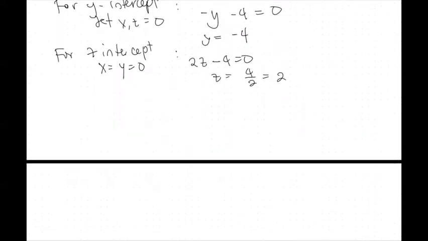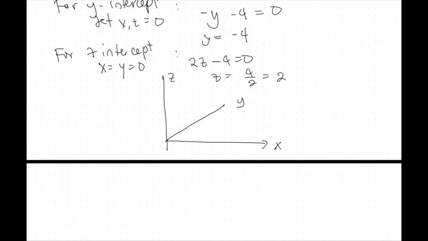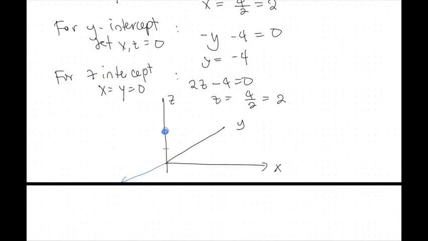And now we can draw this. It's your x, your y, and this is your z. So the z-intercept is positive 2. So 1, 2. The y-intercept, so here is our y. Maybe it's here, negative 4. And then this is not drawn to scale. And then the second one is 2. And then to draw a plane, just connect them.